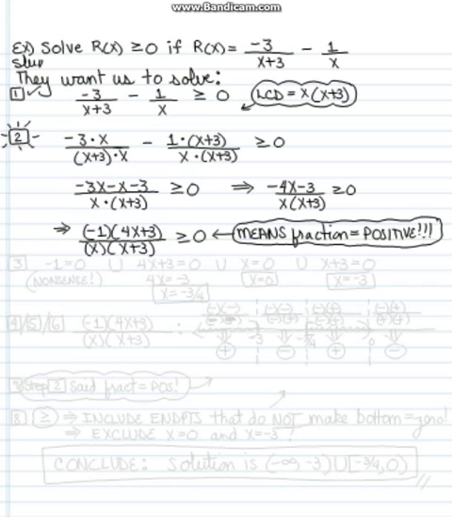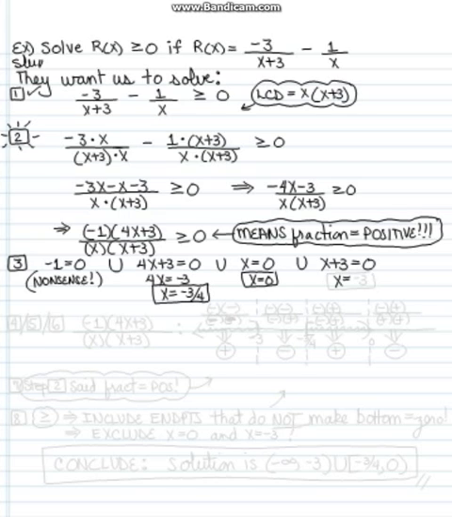Set each of the factors on the top and each of the factors on the bottom equal to 0 and solve for x values with which we will partition our x number line. First factor on top, negative 1 equals 0. That's nonsense. We're not going to use that. We took each factor and set it equal to 0. The second factor on top gives us a result of x equals negative 3/4. The first factor on the bottom gives us x equals 0. The second factor gives us x equals negative 3.